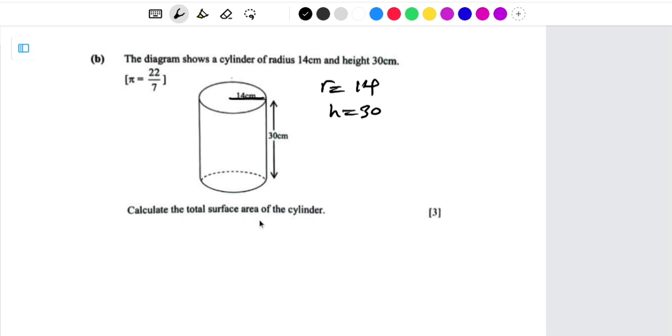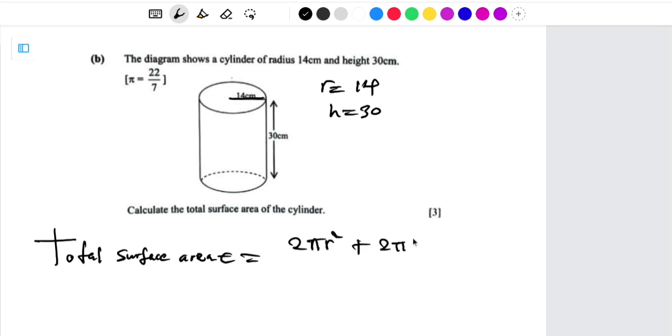So you have to know the formula for calculating the total surface area of the cylinder. The total surface area of the cylinder is equal to 2 pi r squared plus 2 pi rh. If you want, we can factor out what is common, which is 2 pi r. Then what are we going to remain with inside here? Remember here we have r squared, so we're going to remain with a single r plus h.